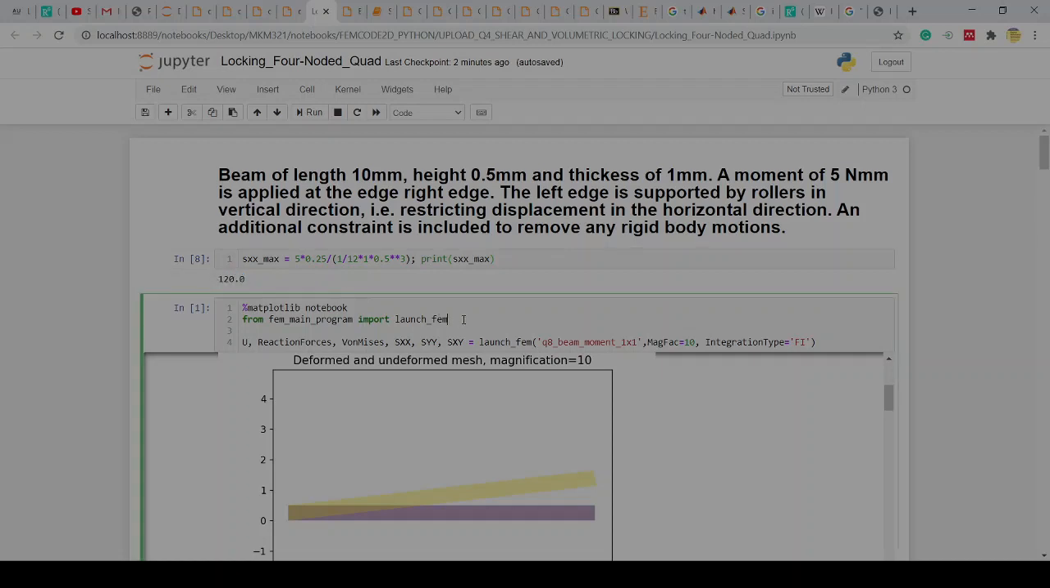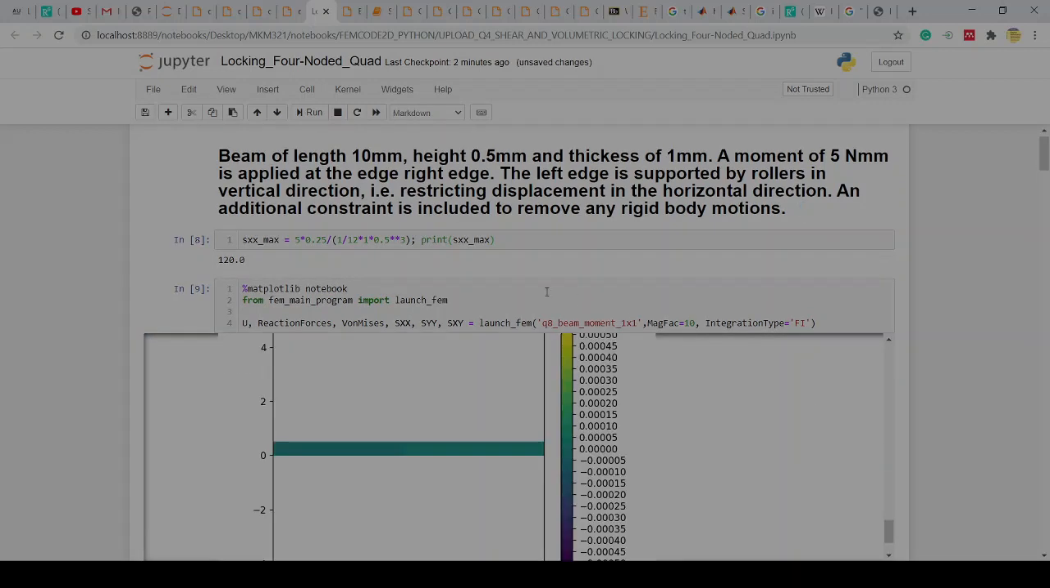Okay, let's run it. What I'm going to do now is show you the Q8 element doesn't have this issue. I'm going to show you with one Q8 element. This 1 by 1 means the following: the first index is the number of elements through the height, the second index is the number of elements along the length. One Q8 element, let's see what happens. We expect to see maximum sigma xx of 120. Okay, so let's see what we get.